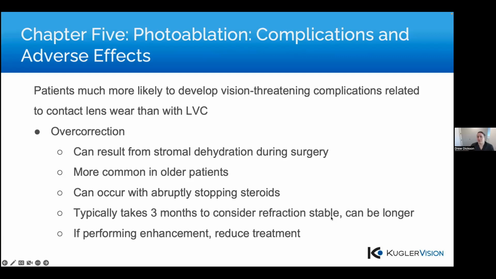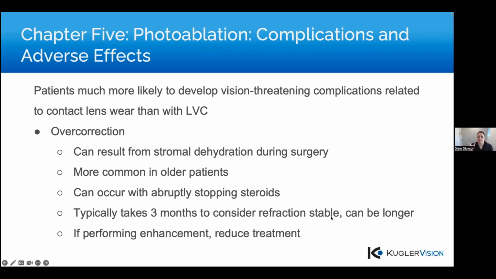can occur with abruptly stopping steroids after surgery. We typically don't consider a refraction stable after surgery till at least 3 months minimum, and can be longer. If you do have an overcorrection and need to retreat this patient, we typically back off the actual recommended treatment amount. So let's say we did myopic LASIK for someone who was a -3 sphere and they ended up +1.